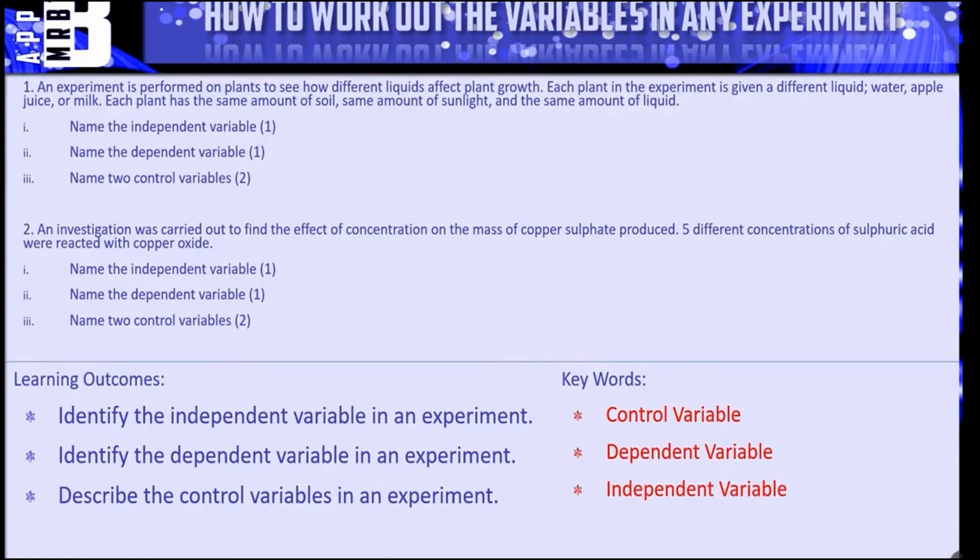What is it we're changing? The dependent variable, what is it we're going to measure? And then 2 control variables, what are we keeping the same? That one should be fairly straightforward. It tells you everything you need in the question.